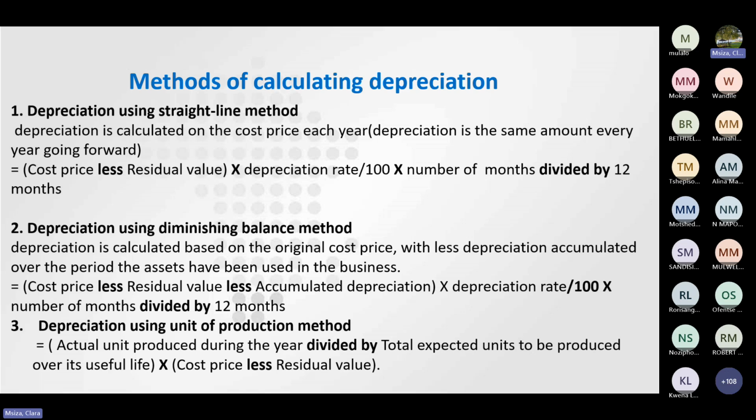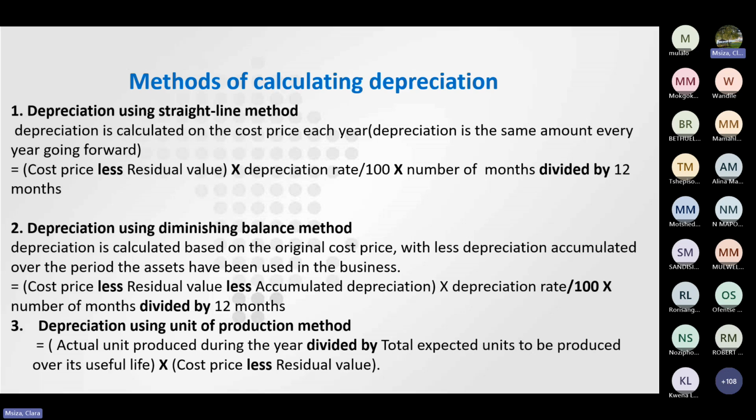What does it mean? Let's say for the first year, we gave you 20% as your depreciation under the diminishing balance method. Meaning that in year two, before you calculate depreciation for that year, you take the cost price, you less your residual value and the accumulated depreciation from last year, to get the depreciable amount for the current year, which will be your year two. Then you times by your depreciation rate.